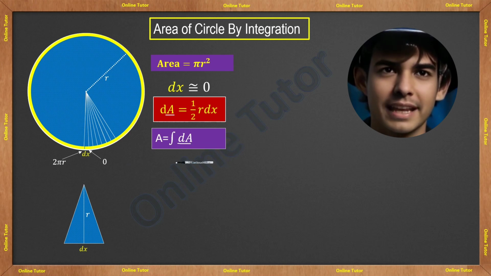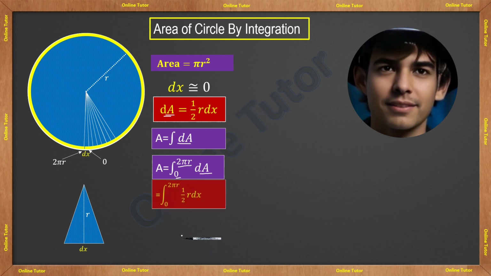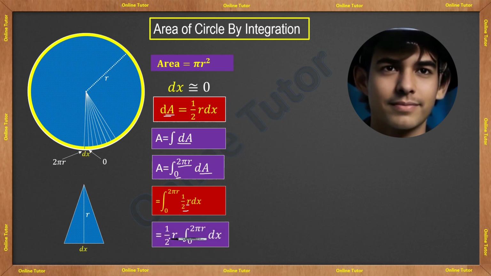So the area of circle will be the integration of dA, but the limit will be from 0 to 2 pi r. Now I will put the value of dA here, because this is the dA. So instead of dA I will put now half r dx. So what is the area? Area is integration from 0 to 2 pi r of half r dx. Now this half and r is constant, so it can come out of the integration. So it will be half r integration 0 to 2 pi r dx.